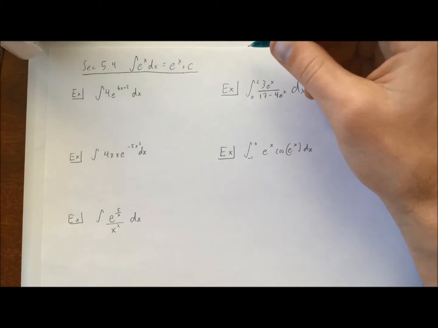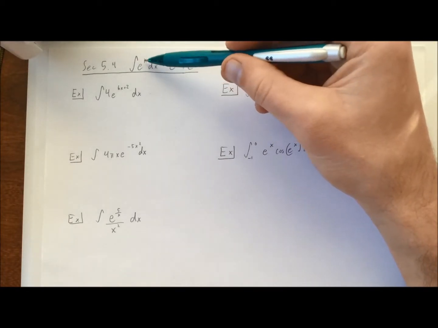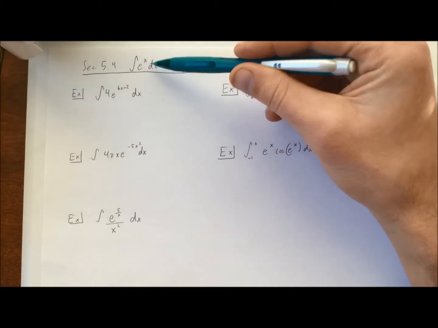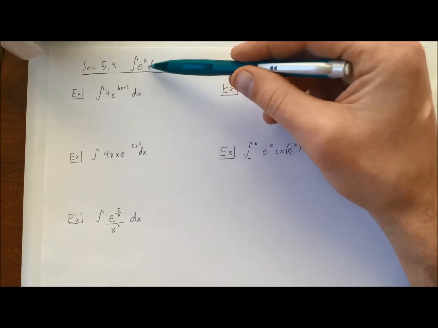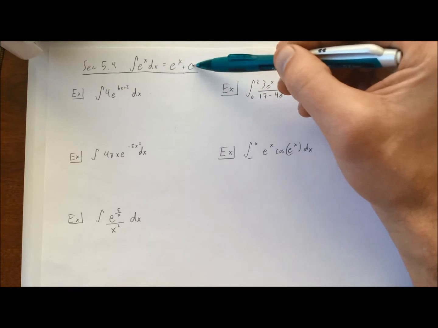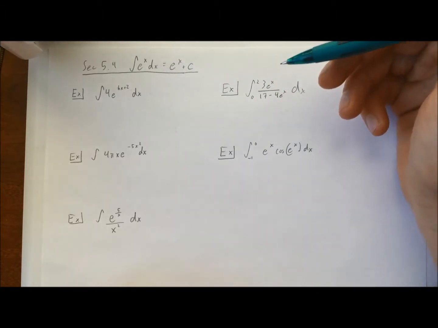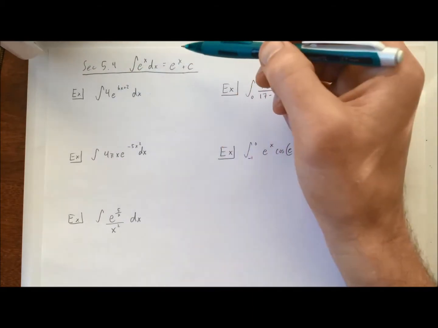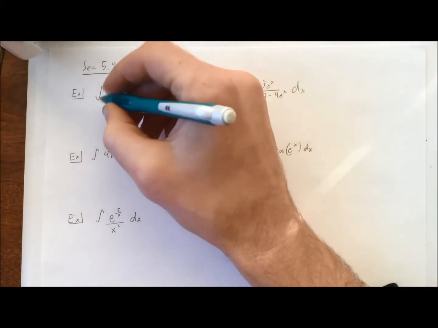Section 5.4, the integral of e to the x dx. Well, we know the derivative of e to the x is just e to the x, so the integral of e to the x dx is just going to be e to the x plus c, plus cookies. Now right here, though, we don't have e to the x, so you can do it.